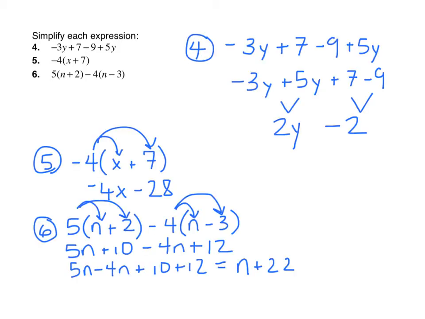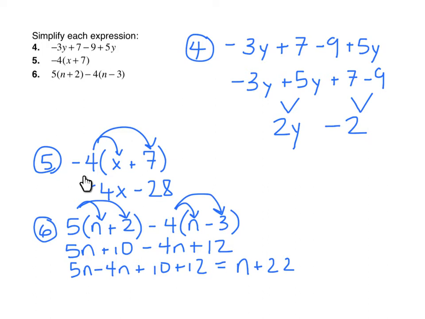All right, next section. Okay, simplifying expressions. So we're combining like terms. And there we go. Number 4. We're combining like terms. Negative 3y and positive 5y is like adding negative 3 and 5 and then tacking the y back on. A plus 7 and a minus 9 is like adding the integers positive 7 and negative 9, and we get a negative 2 or minus 2, so 2y minus 2.